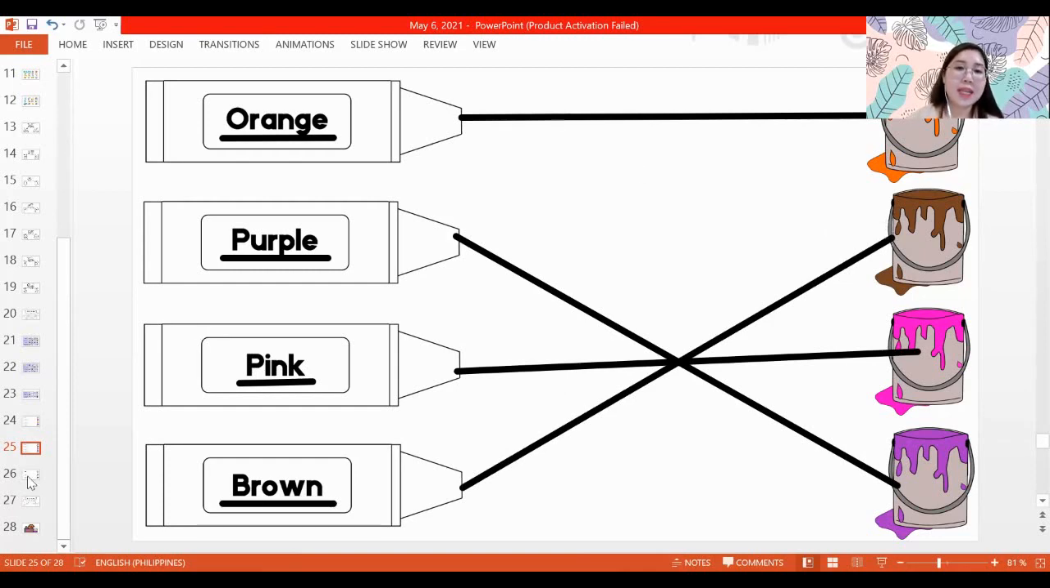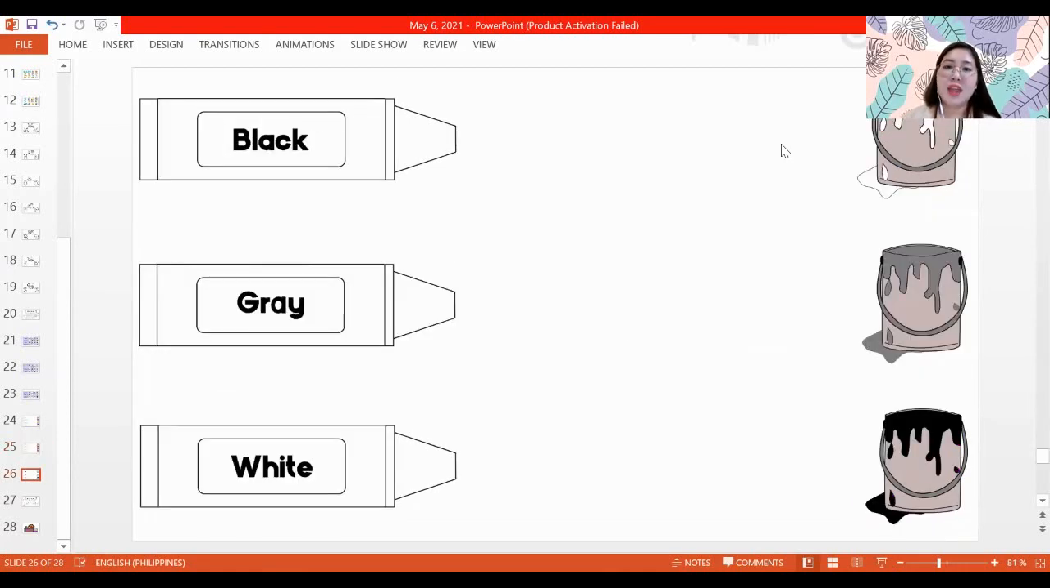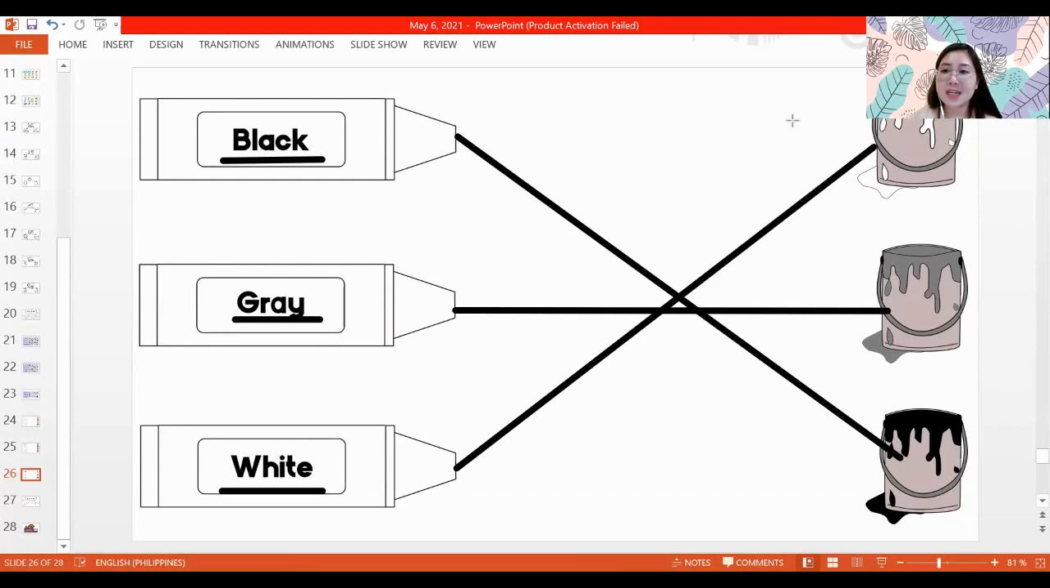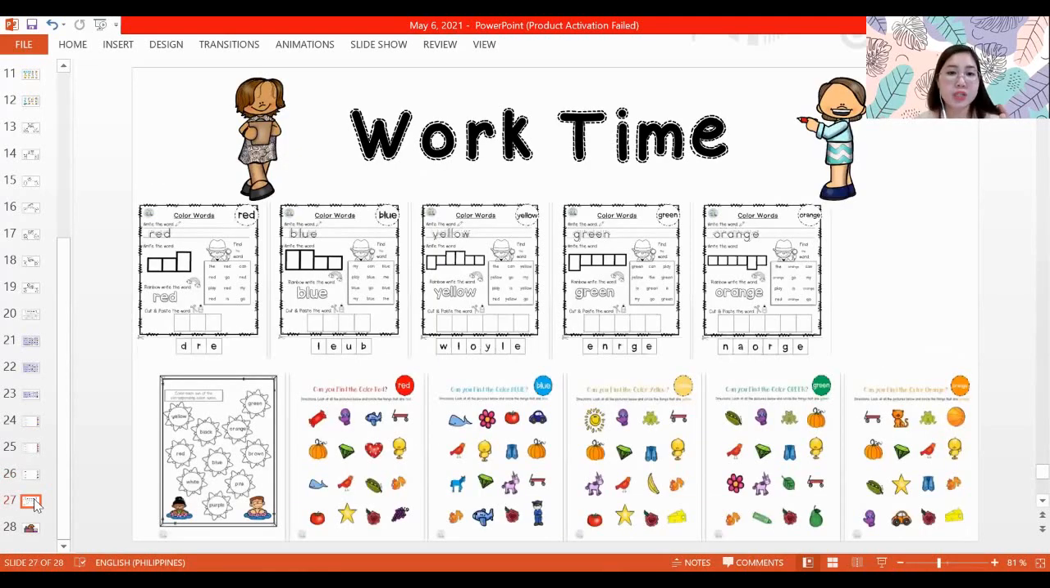And the last one that we have, this one, B-L-A-C-K, that is black. Let's draw a line. Then we have G-R-A-Y, gray, gray is here. And the last one, W-H-I-T-E, that is white. All answered. Very nice. Now it's your turn.